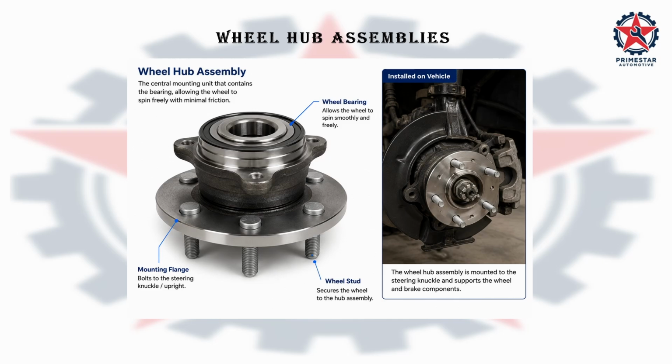At the center of the wheel assembly is the wheel hub. The wheel is mounted to the hub by the wheel studs, while the wheel bearing inside the hub allows the wheel to rotate smoothly. Depending on the vehicle's suspension design, the hub assembly is mounted to a steering knuckle, rear knuckle, hub bearing, upright or axle housing.